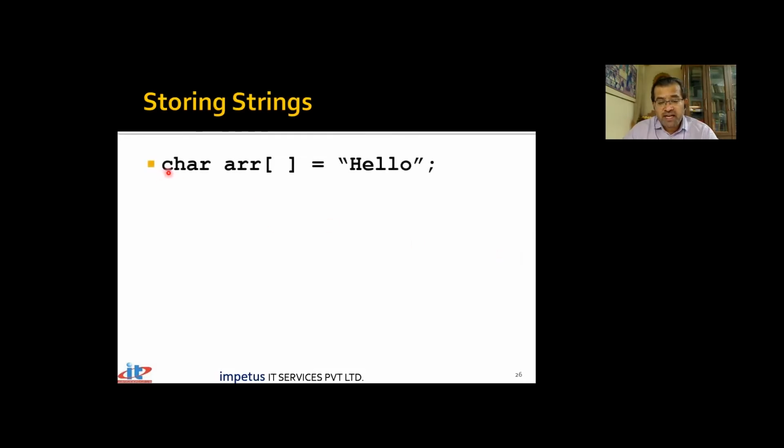Suppose I define a character array saying char arr, empty brackets. Note, I have not specified the size of the array. Although I may not have specified the size of the array, I'm saying equal to hello. So I'm initializing, providing initializers. Remember, if an array size has not been specified, it is necessary for you to pass the initializer. So this is my initializer, HELLO. This contains how many characters? 1, 2, 3, 4, 5.